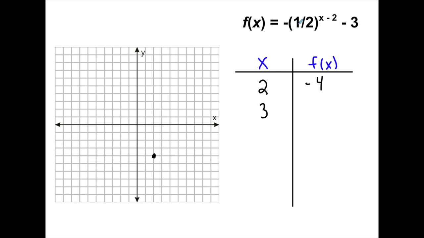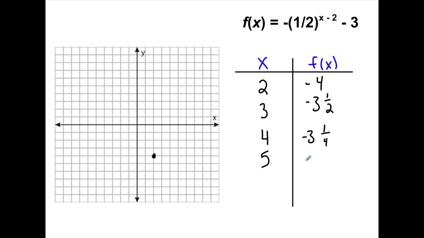Now I'll plug in 3. When I plug in 3, 3 minus 2 is 1. 1/2 to the power of 1 is 1/2. This makes it negative 1/2 minus 3, negative 3 and 1/2. Okay, I'll plug in 4, why not? So 4 minus 2 is 2. 1/2 to the power of 2 is 1/2 times 1/2, which is 1/4. This makes it negative 1/4. This makes it negative 3 and 1/4.